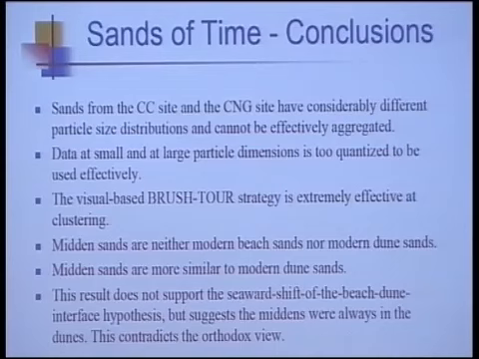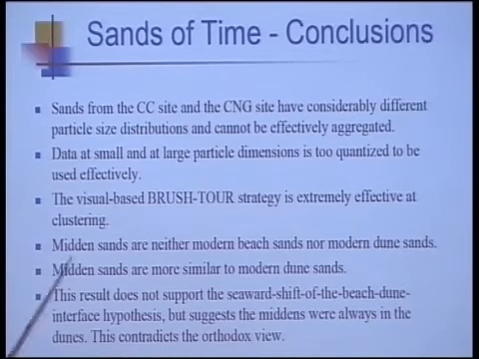So here are some conclusions. Sands from the CC site and CNG site have considerably different particle size distributions, and you really can't effectively aggregate those. I didn't point this out, but data at small and large particle dimensions is too quantized to be used effectively. There's very little sand that is big particles and very little sand that is very fine particles. And so when you weigh these out, you get a rounding error on the grams, and the rounding error is too quantized to be able to use that.